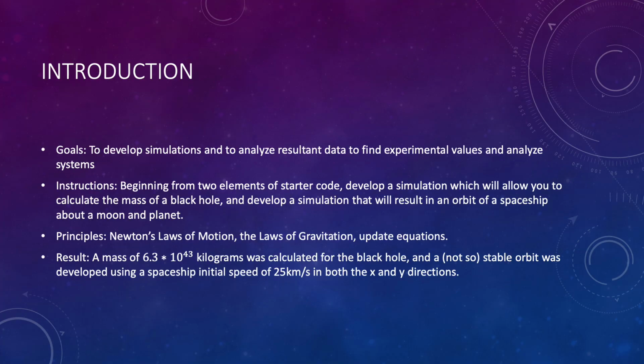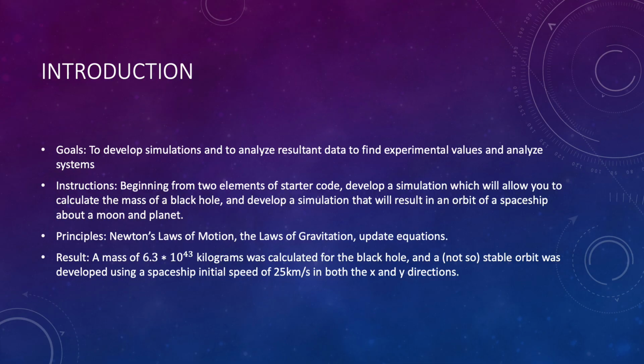Introduction. So first, let's talk about goals. The goals for this lab were to develop simulations and analyze the resultant data to find experimental values and analyze systems. In the instructions, we would begin from two types of starter code and develop simulations which will A, allow you to calculate the mass of a black hole, and B, a simulation that will result in an orbit of a spaceship around a moon and planet. The principles related here are Newton's laws of motion, gravitation, and the update equations, as well as some circular motion.